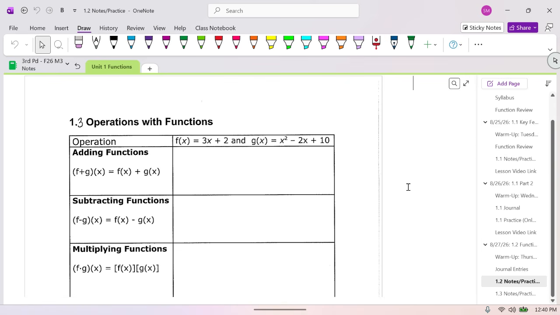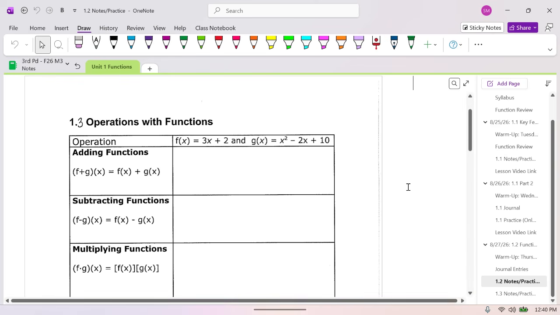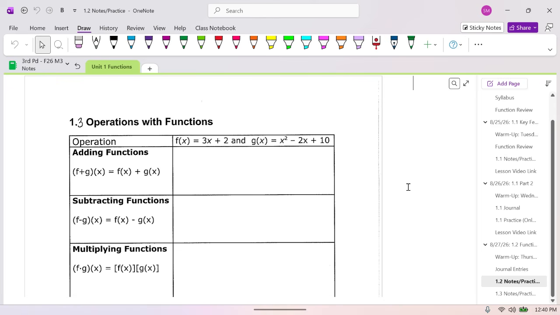Yep. No, it's just the touch screen. Yeah, probably.